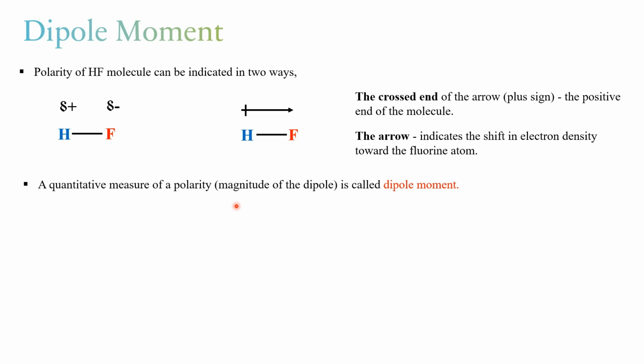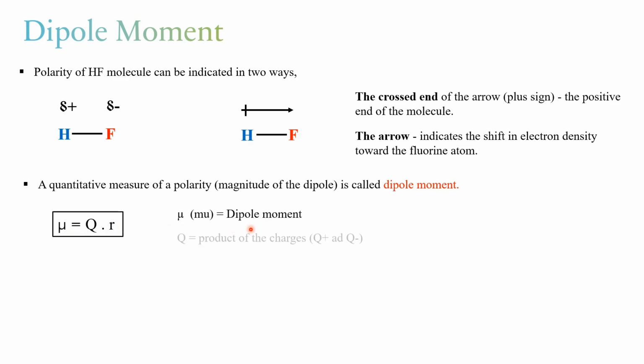Then what is dipole moment? A quantitative measure of this polarity we call dipole moment. It's a quantitative measurement. We can use this formula to calculate dipole moment. The dipole moment symbol is mu. Mu is equal to Q times R.